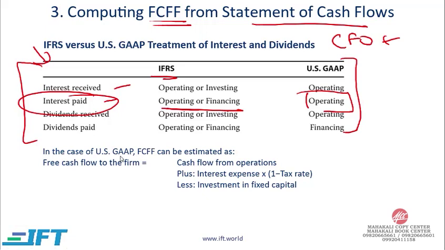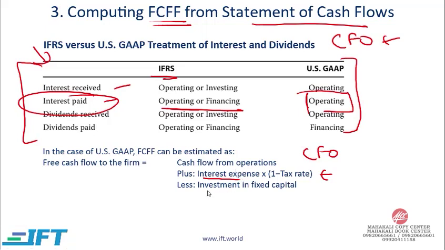In the case of US GAAP, the free cash flow to firm can be estimated as follows. You start with the CFO and then you add the interest expense, the after-tax interest expense. Why are we doing this? Again, FCFF is the money available to all suppliers of capital. If in your CFO you have already subtracted the interest expense, then you need to add it back. That's what we are doing here on an after-tax basis.